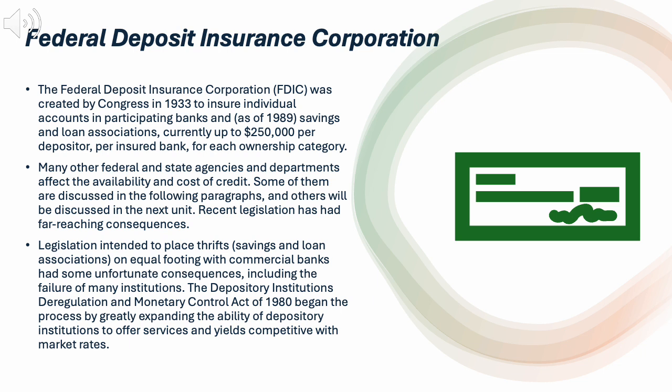Recent legislation has had far-reaching consequences. Legislation intended to place thrift savings and loan associations on equal footing with commercial banks had some unfortunate consequences, including the failure of many institutions. The Depository Institutions Deregulation and Monetary Control Act of 1980 began the process by greatly expanding the ability of depository institutions to offer services and yields competitive with market rates.